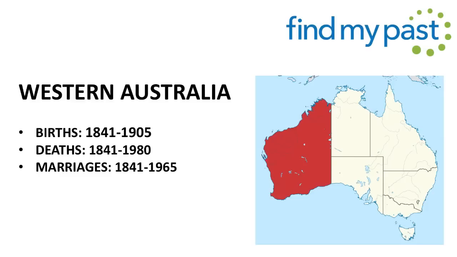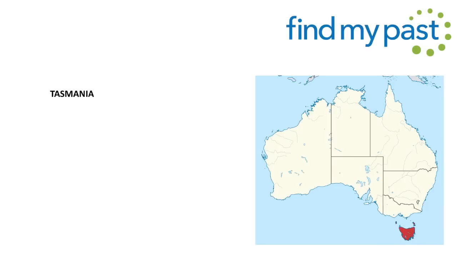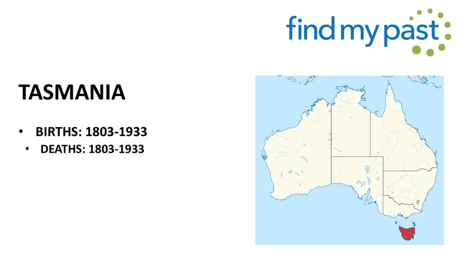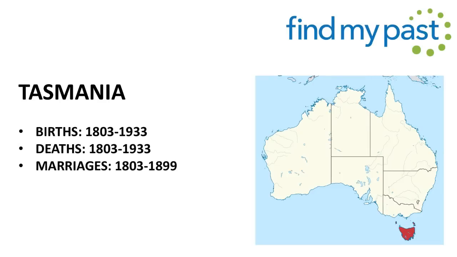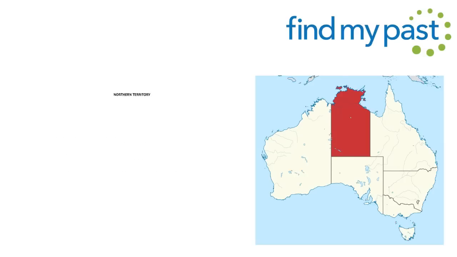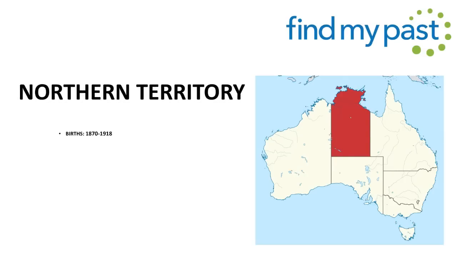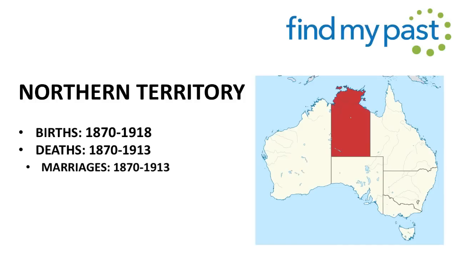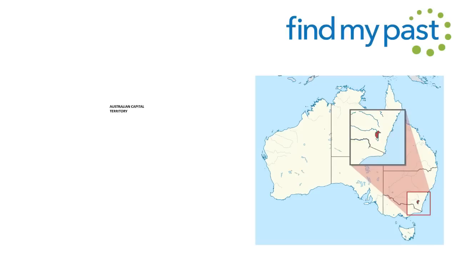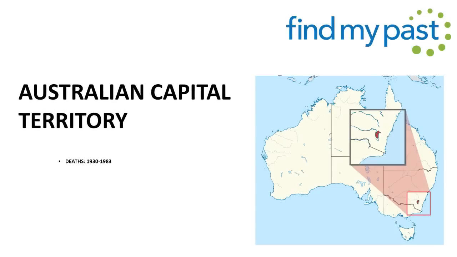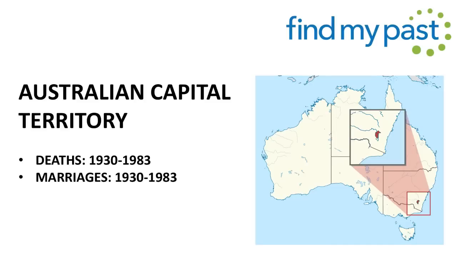Tasmania, births from 1803 through to 1933, deaths from 1803 through to 1933, and marriages from 1803 through to 1899. Northern Territory, births from 1870 through to 1918, deaths from 1870 through to 1913, and marriages from 1870 through to 1913. Australian Capital Territory, deaths from 1930 through to 1983, and marriages from 1930 through to 1983.